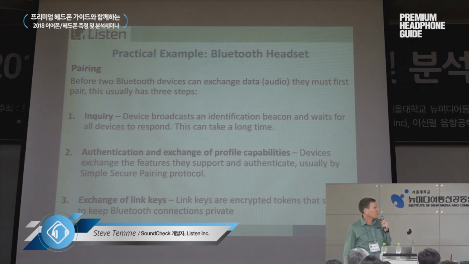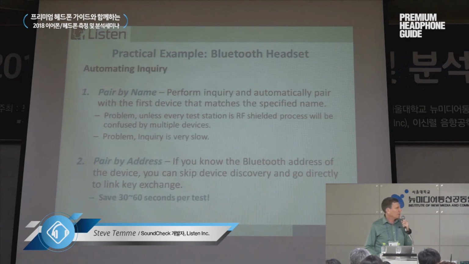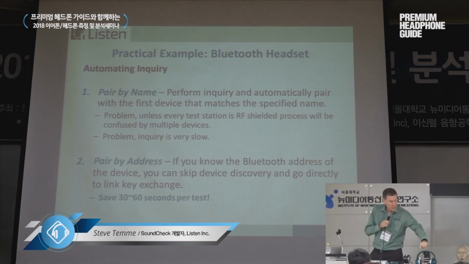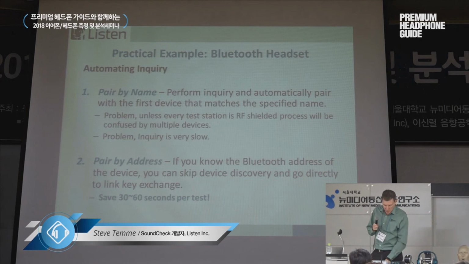There's a much better way to do this. If we know the MAC address, or the name of the device, we can just enter that into our Bluetooth interface and pair very quickly. So today I got a MAC address on a barcode on top of my headphones, and I'm just going to use my barcode scanner to input the MAC address into the software to pair automatically.